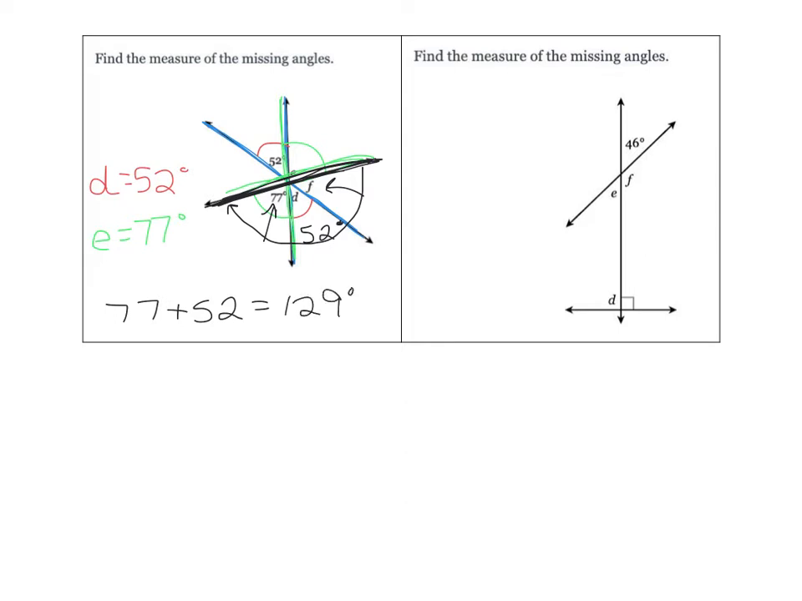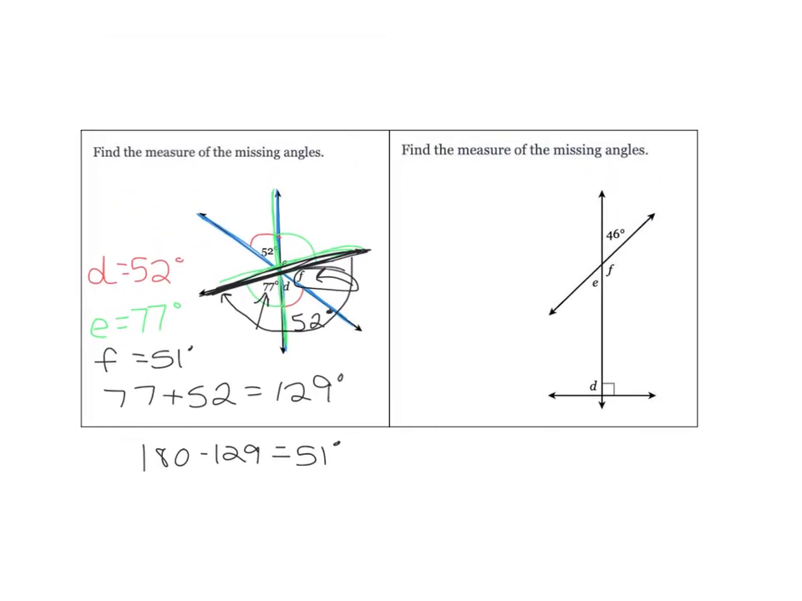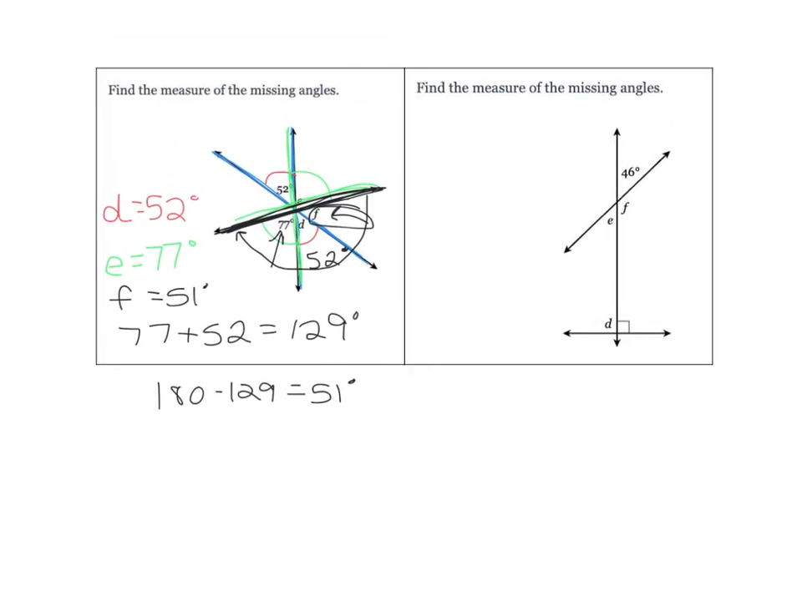And then I'm going to need to subtract that from 180 to see what I have left for that remaining angle, which is represented by the letter F. So if I do 180 minus 129, that gives me 51 degrees. So F, this missing angle, which should add up to 180 with the other 2, is 51 degrees. So in Delta Math, you'll have 3 different spots to enter these values in little text boxes.